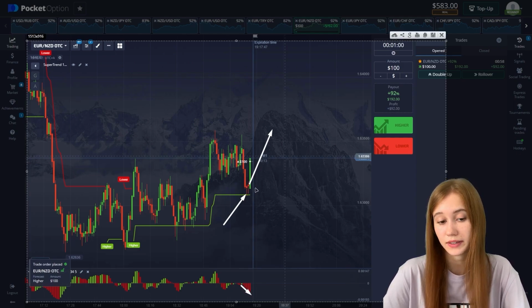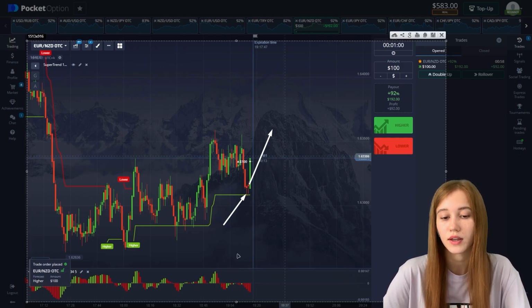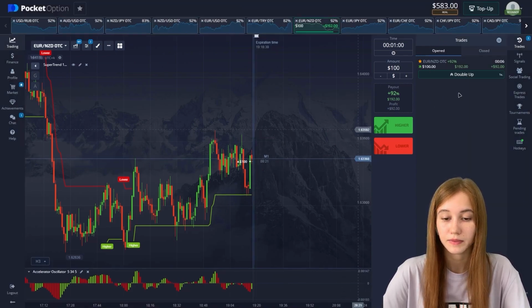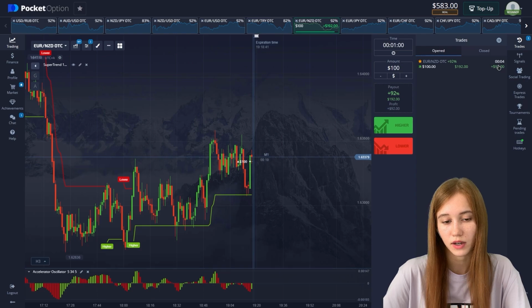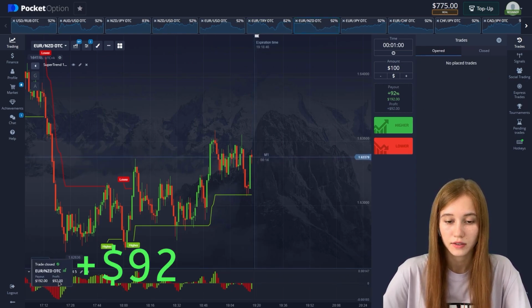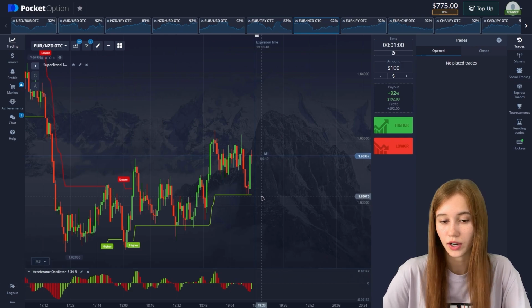But from the oscillator, we see that there is only growth. This means that there will be no change in trend. This will be an upward correction. Then the trend will fall down. There are 4 seconds left until the end of the deal. So, a small doji candle is formed.